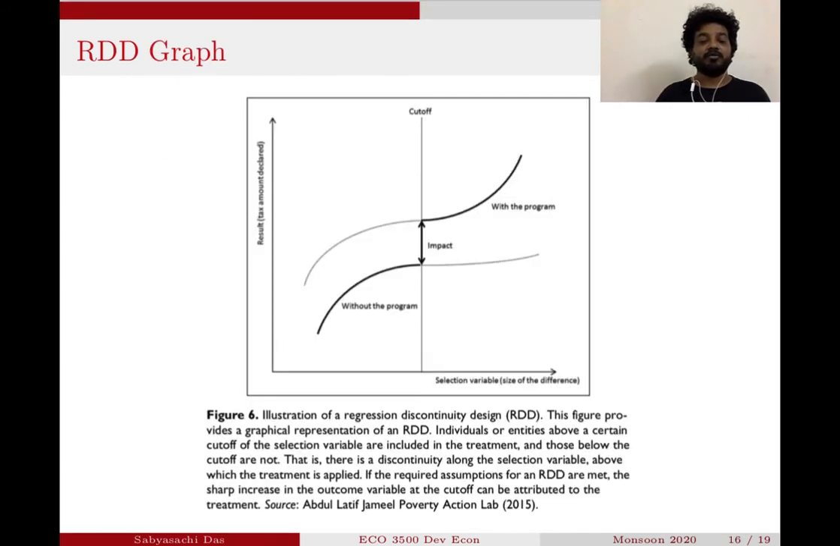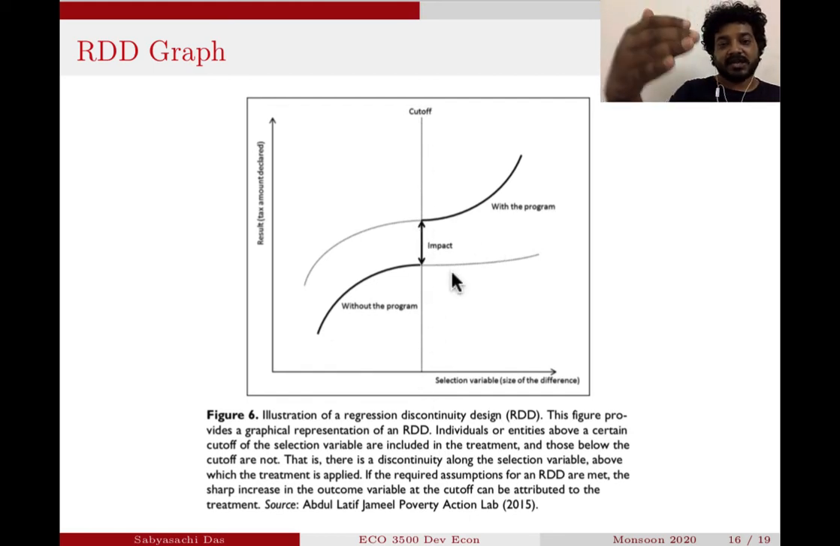To show pictorially, again consider this graph from the Pomerantz paper. So suppose this is the relationship between outcome variable and running variable on the left hand side of the threshold. Here is a threshold after which treatment is assigned to all the observations to the right of the threshold, and you see that this line jumps here and then it goes like this. So what you do is you basically allow this slope and this slope to be different, and then you estimate this jump.